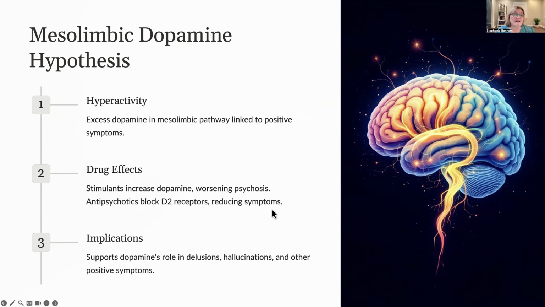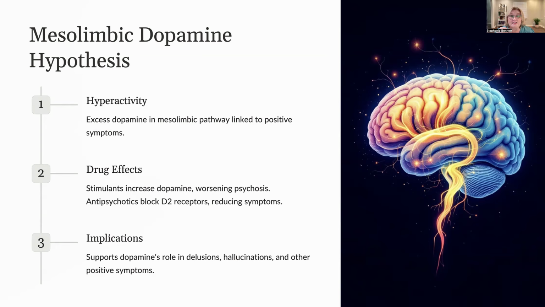First, we have our mesolimbic dopamine hypothesis of schizophrenia. The mesolimbic pathway originates in the brainstem and it terminates in the limbic system, primarily in the nucleus accumbens. That's where it ends. It is thought that excessive dopamine in these areas is responsible for many of those positive symptoms of psychosis, including the delusions and the hallucinations. And this area is also key for our pleasure, reward, and motivation as well.